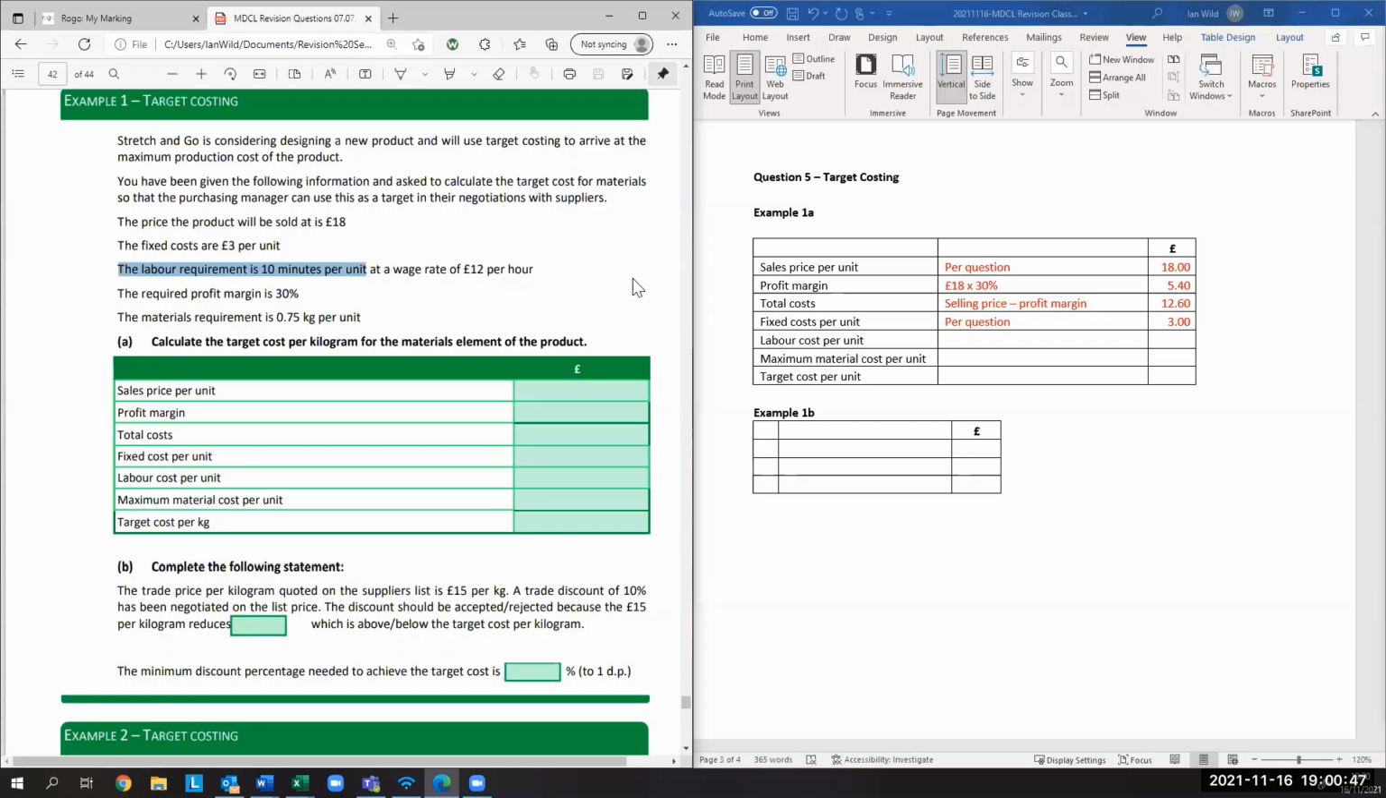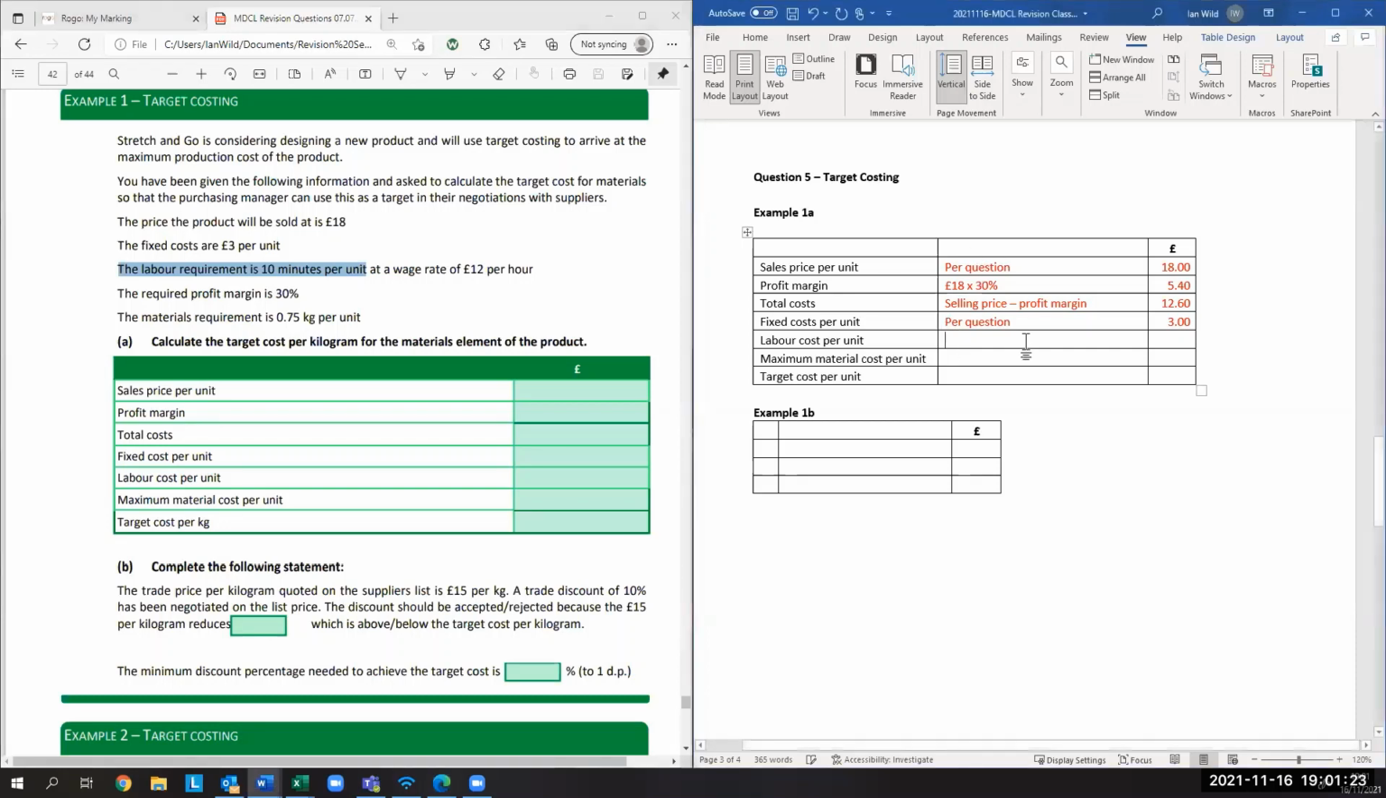Now this is where some people might get a little bit confused. Some people will look at that and think, right, we can make 10 units in an hour. Please be careful, because under the pressures of exams, it's very easy to look at that and see what you want to see. The labour requirement is 10 minutes per unit. That doesn't mean we can make 10 units per hour. If it takes us 10 minutes to make a unit, how many units can we make in an hour? 6. Brilliant.